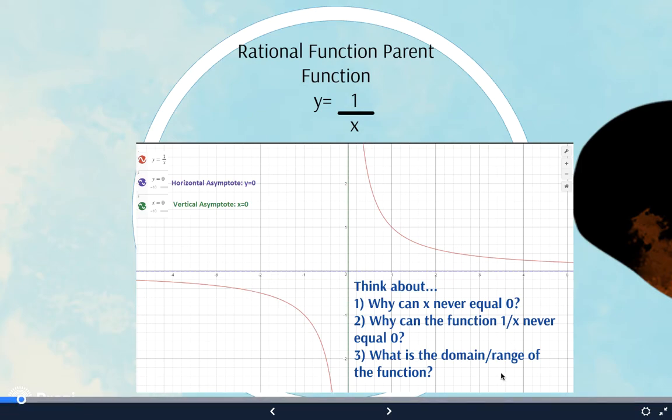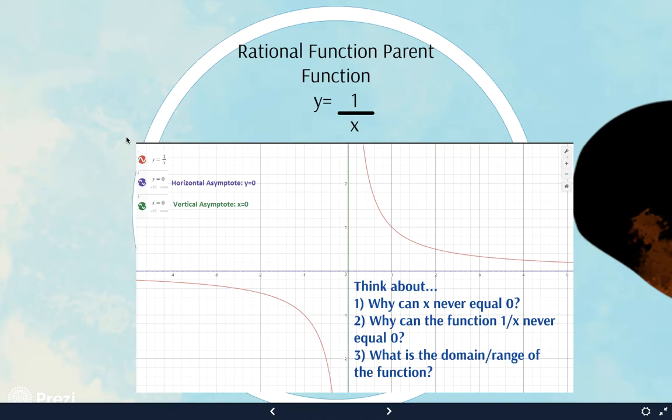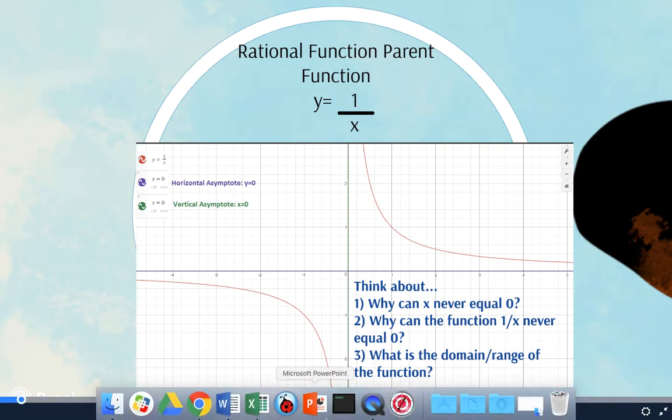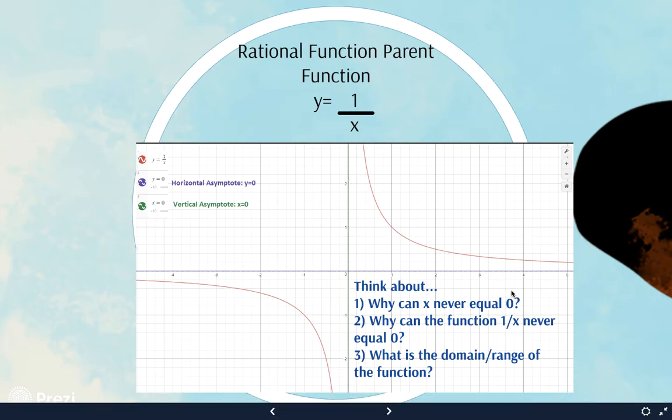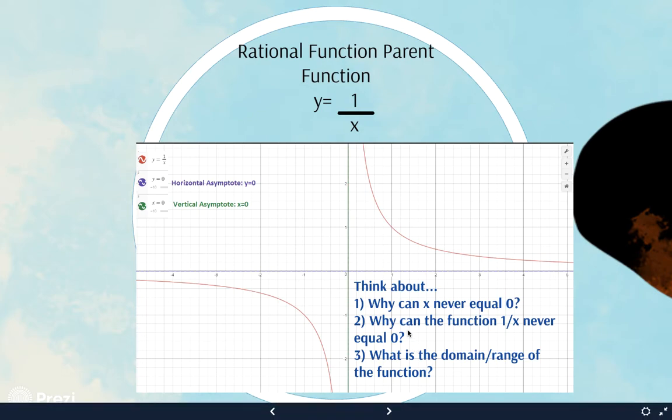So let's think about why this happens. Why can x never be 0? Well, if I put in a 0 for x, we'll be dividing by 0, which is definitely not allowed, you guys. That's when we start killing kittens, which is definitely not allowed. So that's why there's an asymptote on the y-axis, because x can never be 0, never. So that's why. Now, why can the function 1 over x never equal 0?